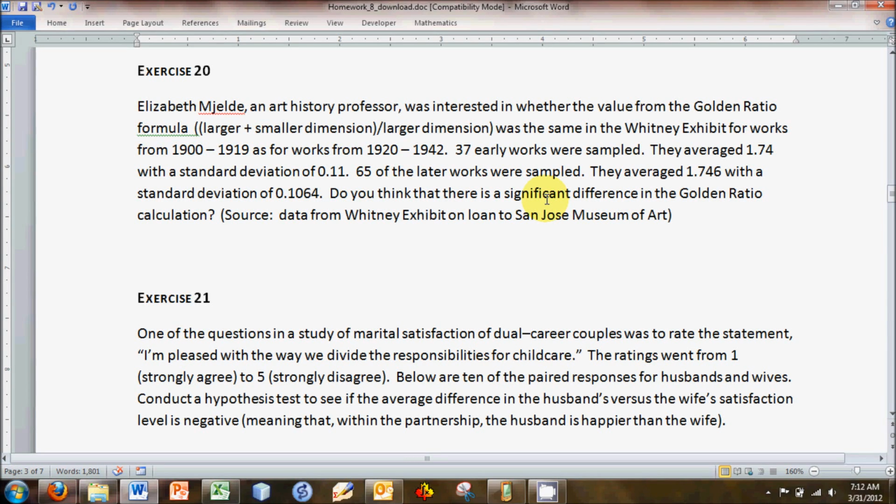In this video, I will demonstrate how to complete exercise 20 from homework 8. In the exercise, we're told that an art history professor was studying art from different periods of time, and the ratio of the larger dimension to the smaller dimension of the artworks was compared. In 37 early works, the average was 1.74 with a standard deviation of 0.11.